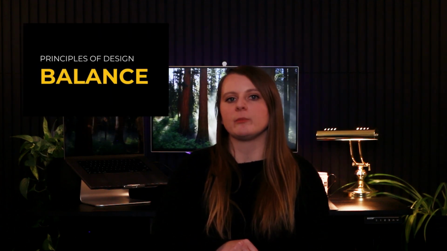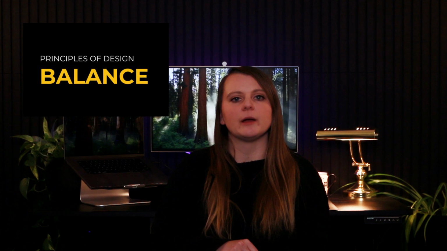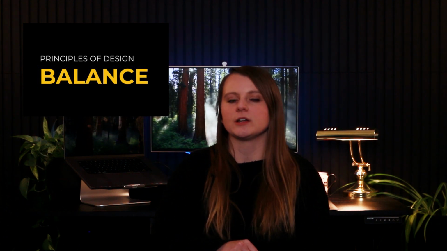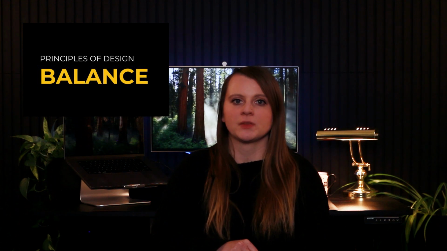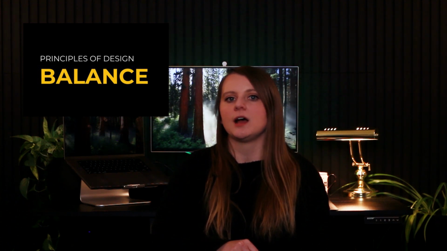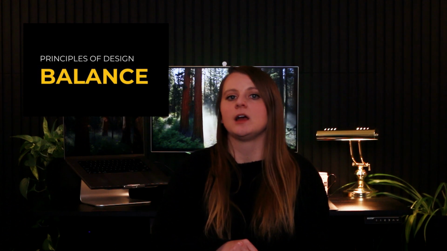First, let's talk about balance. Balance is all about distributing elements in a way that creates visual stability. There are 3 types of balance: symmetrical, asymmetrical, and radial. Symmetrical balance gives a sense of formality and structure by evenly distributing elements on either side of the central axis, while asymmetrical balance creates a more dynamic, modern feel by balancing elements of different sizes, colors, or textures.